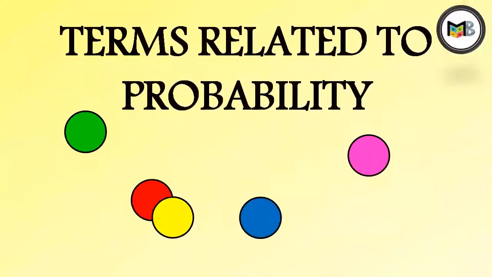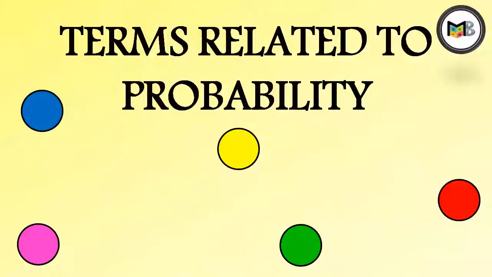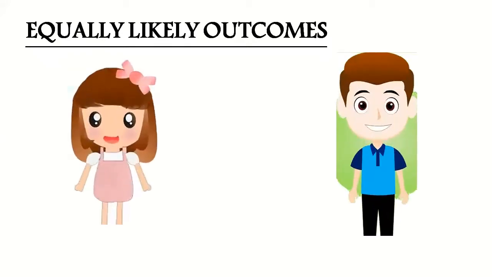In this video, we will see terms related to probability. Let us see equally likely outcomes. Suppose in a house there are two children, a girl and a boy. Both of them have equal rights.